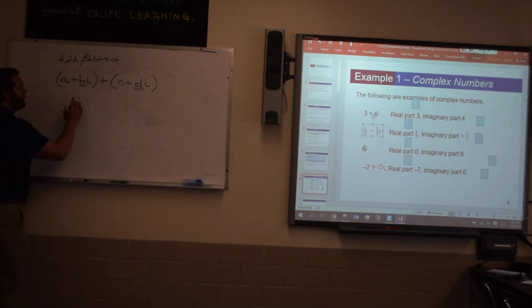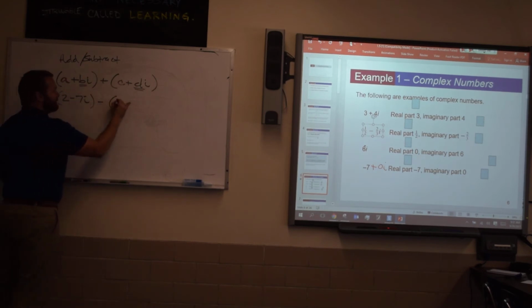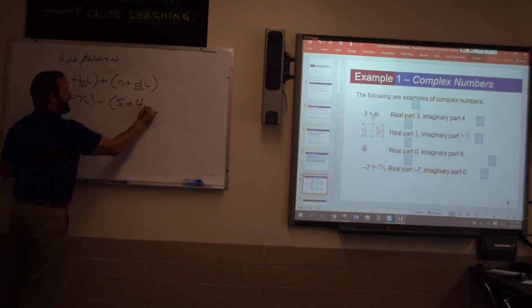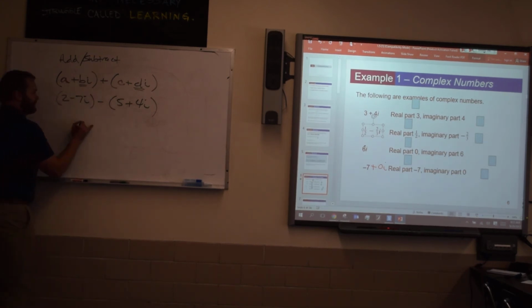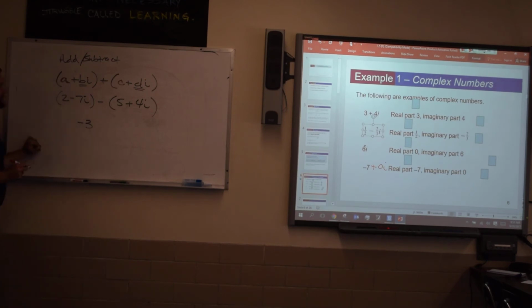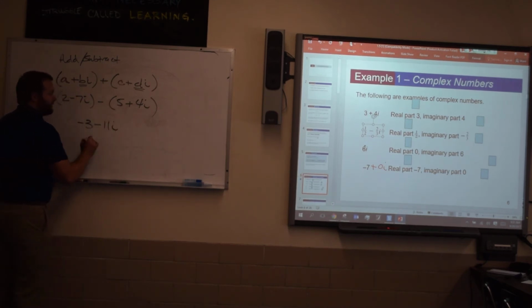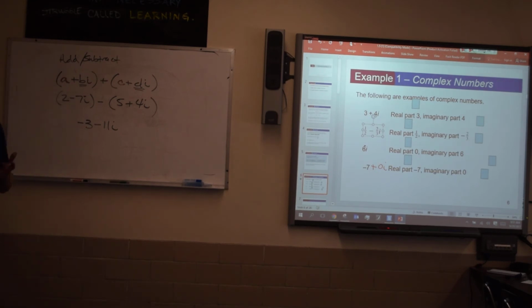Not a big deal. But if I want to subtract these two things, like 2 minus 7i minus 5 plus 4i, some arbitrary values here. Again, I just go 2 minus 5. Well, 2 minus 5 is negative 3. And then just be careful here because you got to take the negative here. So negative 7 minus 4. Negative 7 minus 4, negative 11. So negative 3 minus 11i.